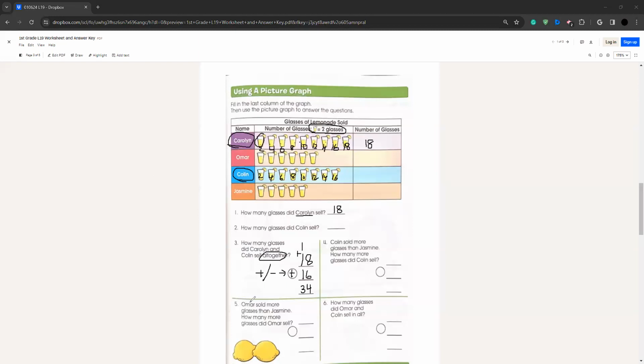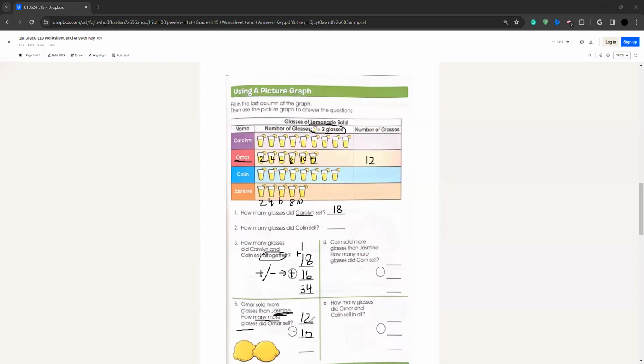Okay, number 5. Omar sold more glasses than Jasmine. How many more glasses did Omar sell? So let's look at our table again. And Omar, right here, he sold 2, 4, 6, 8, 10, 12. He sold 12 glasses. So we put Omar's on top. And then we need to find how many more. That tells us we need to subtract. We look at Jasmine. We count 2, 4, 6, 8, 10. So we do 12 minus 10.